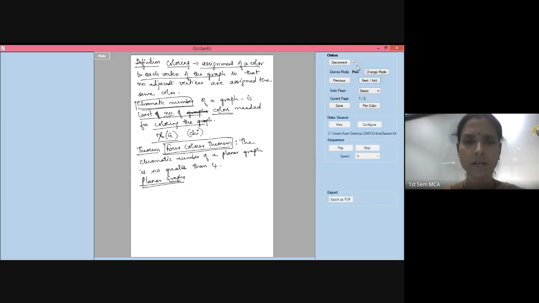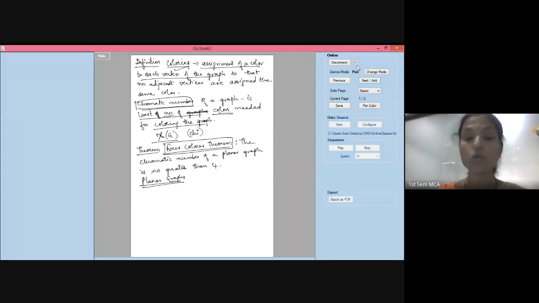Am I clear till here? Any doubts? No, ma'am. Yeah, we have seen what coloring of the graph means. We will take up examples, so don't worry. Coloring means you are going to assign a color to the vertex of the graph in such a way that no two adjacent vertices have the same color. That is called coloring.